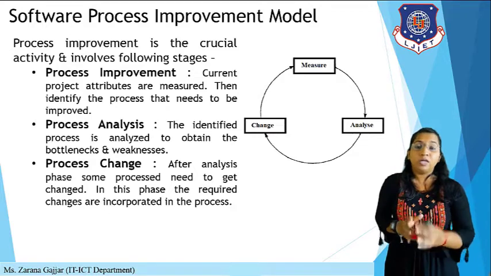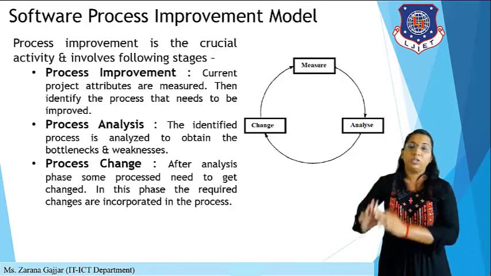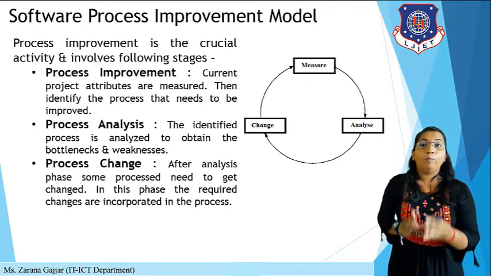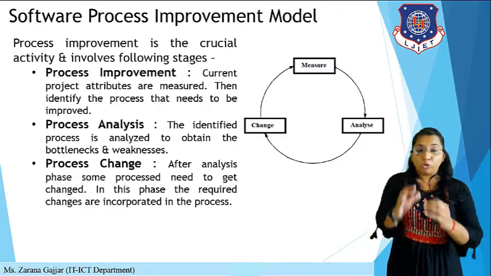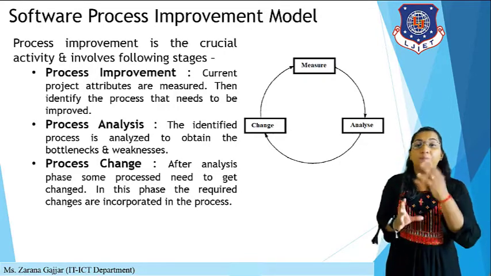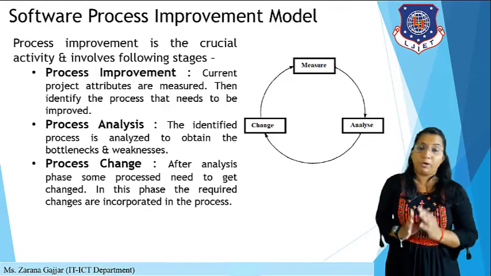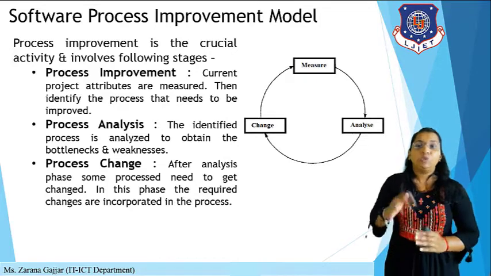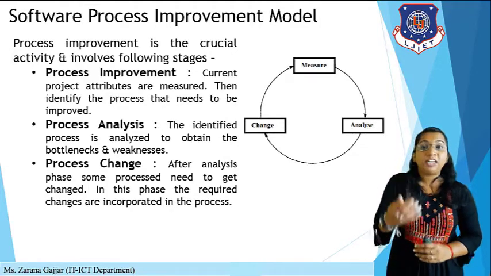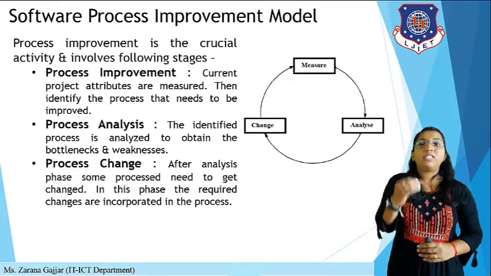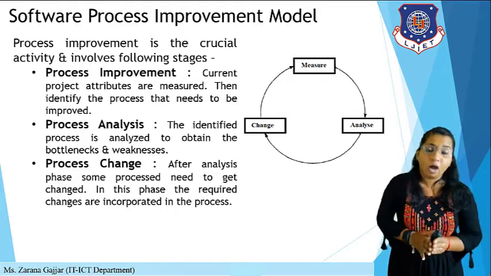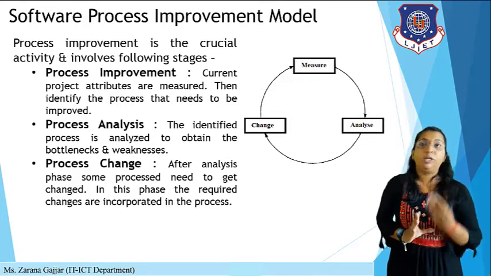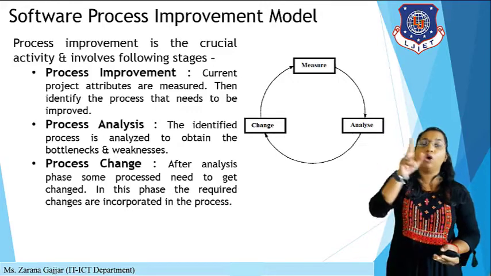Then process analysis. If you have decided how much should be changed, you have to identify the process and analyze it to find the bottlenecks and weaknesses. You analyze what the strengths and weaknesses of that particular software product will be if you change this. And at last you perform the change, that is process change. After the analysis phase, some processes need to be changed, so in this phase the required changes are incorporated into the process. If you want to make changes or improve your software process, you need to follow all these three stages.